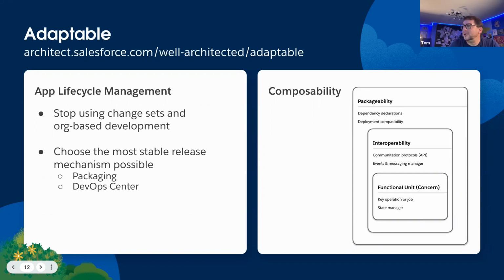And then composability. So, make sure that as you're building your system, you're not just building monoliths, that you've got everything in one massive flow. You've got things that are functional units that are specific operations, and they manage their own state. There's a layer of interoperability where they can work together and communicate with each other. And on top of that, then they can be packaged. And then, like we said, the packages can be deployed into one org or maybe multiple orgs, if you've got an org strategy that involves more than one org, and you need some similar functionality in more than one place.